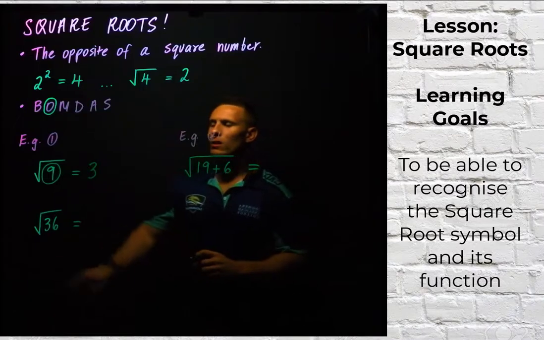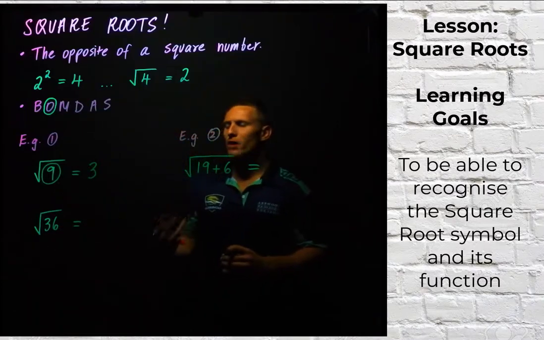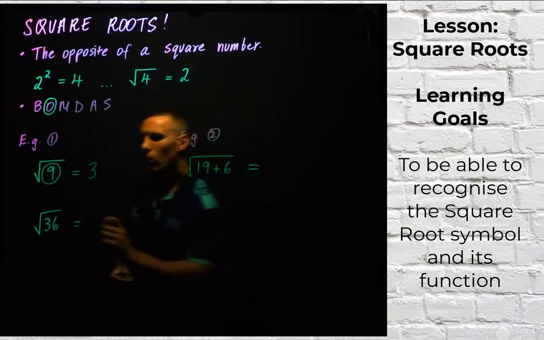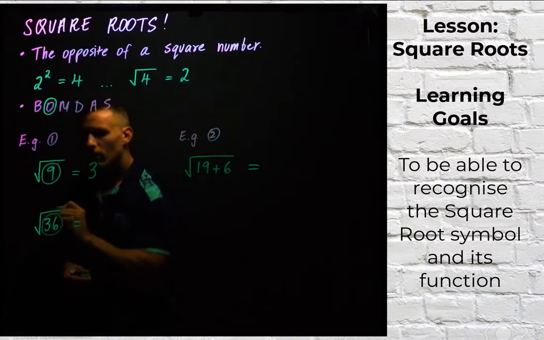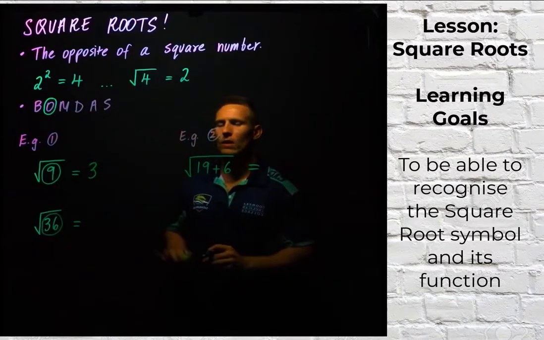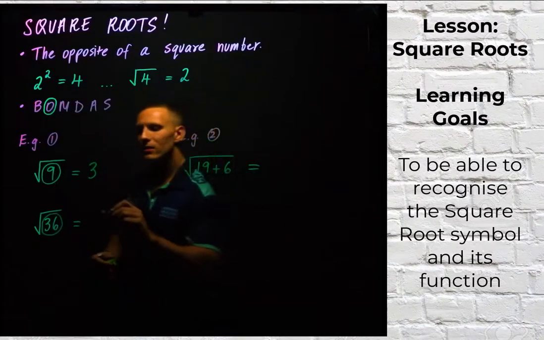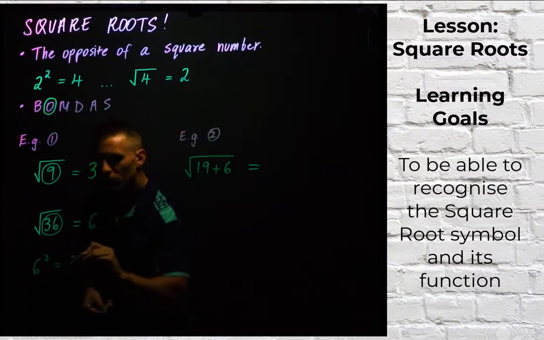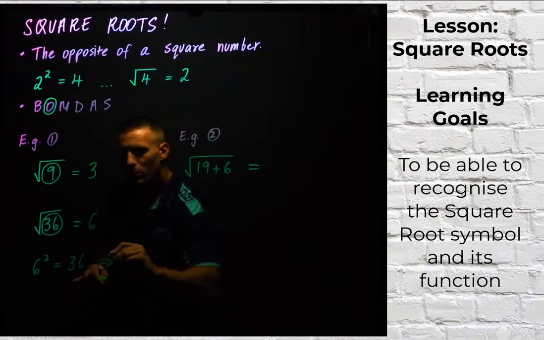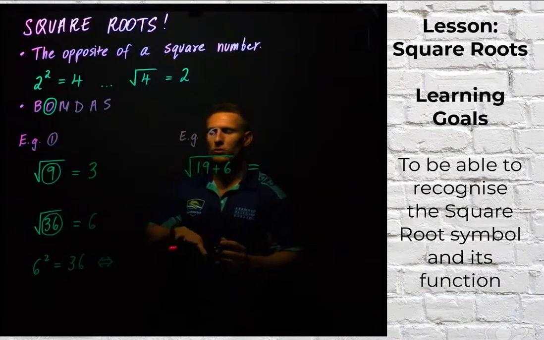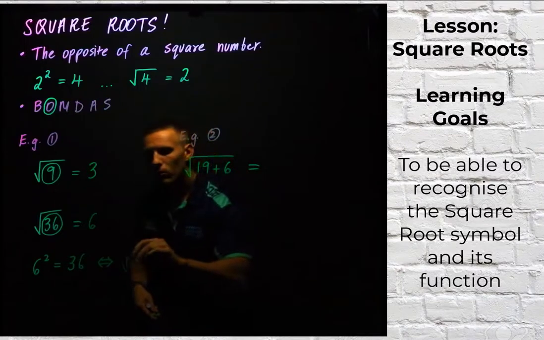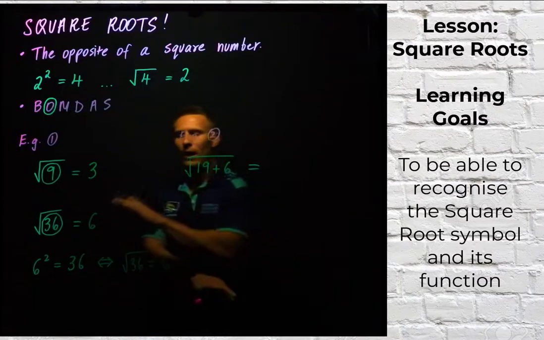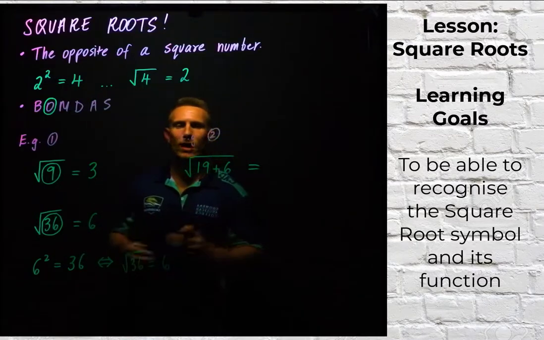Now our second example here is the square root of 36. So what number multiplied by itself, or what number squared, gives you a result of 36? Have a think. The answer is 6. Okay, so 6 multiplied by itself, or 6 squared, is equal to 36. Now remember, that's the opposite of square roots. So square root is the opposite of squaring. So our square root of 36 is equal to 6. And that's how we can go back and forth between our squares and square roots.